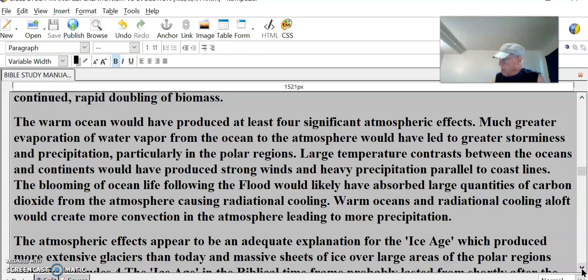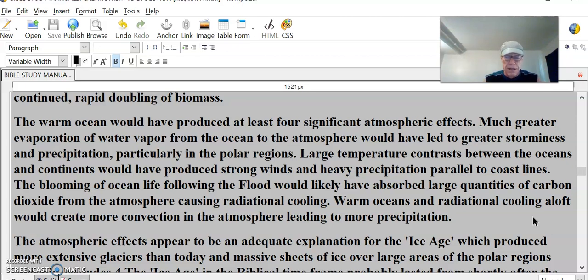Much larger evaporation of water. Large temperature contrast between oceans would have produced strong winds and heavy precipitation parallel to coastlines. The blooming of ocean life following the flood would likely have absorbed large quantities of carbon dioxide from the atmosphere, causing radiational cooling. Warm oceans and radiational cooling aloft would create more convection in the atmosphere, leading to more precipitation.